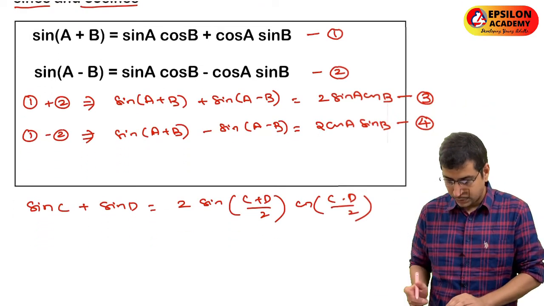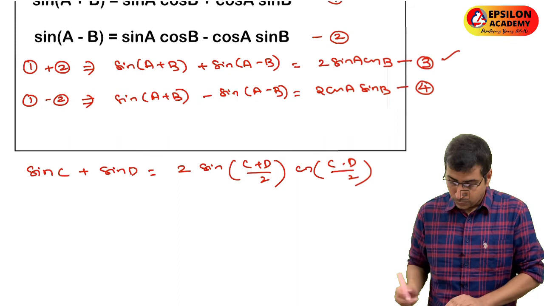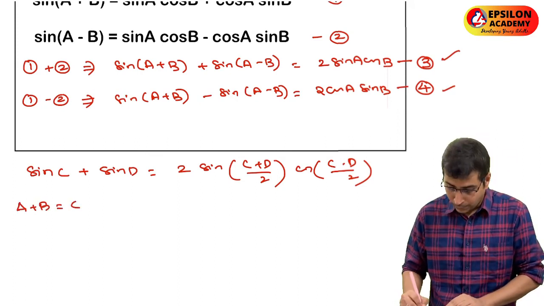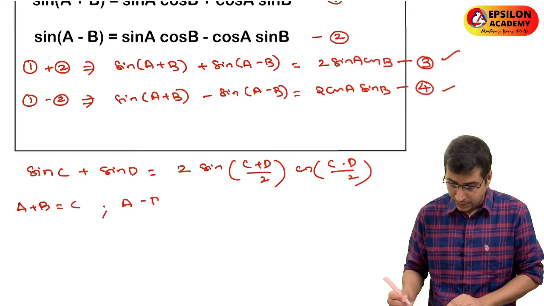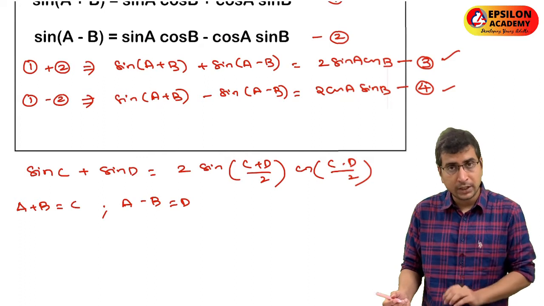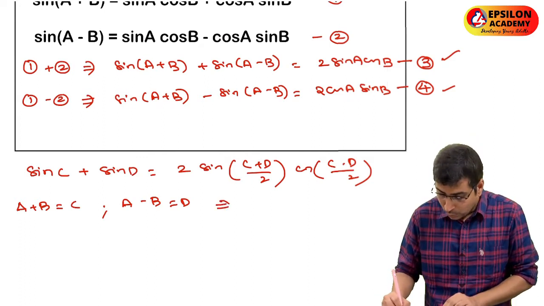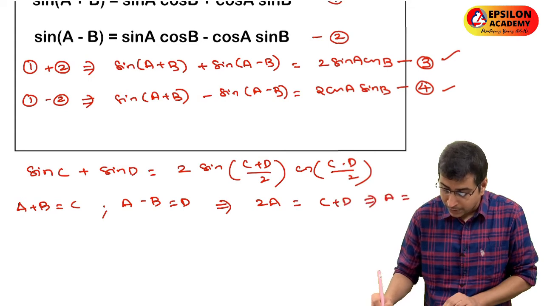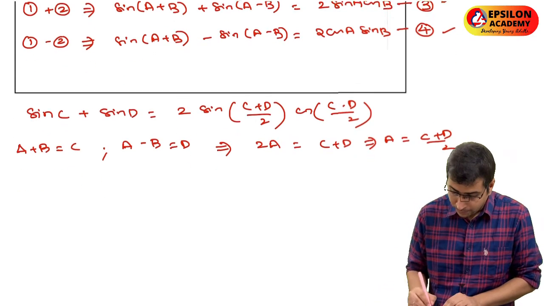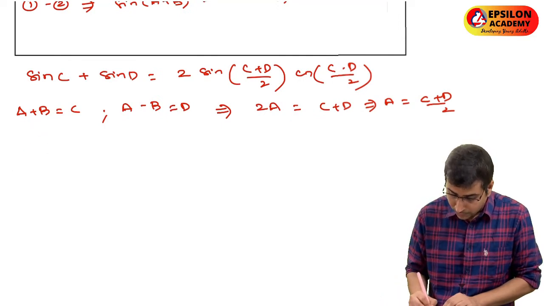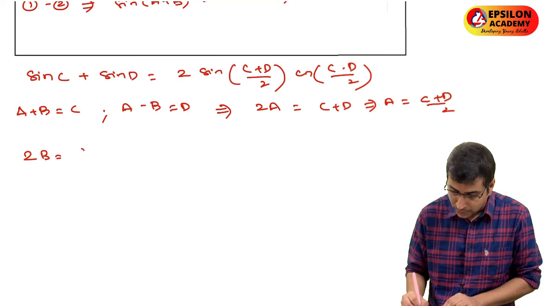It is very simple. In the third equation and fourth equation, if I call a plus b as c and if I call a minus b as d, then by performing the elimination operation between the two linear equations, we will get 2 times a is equal to c plus d, which implies a is equal to c plus d divided by 2. Similarly, if you subtract them, then you will get 2 times b is equal to c minus d, which implies b is equal to c minus d divided by 2.